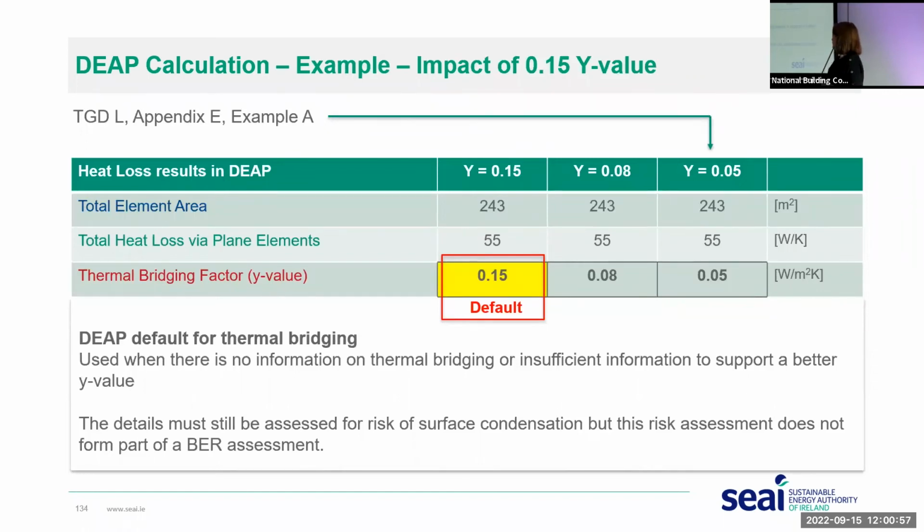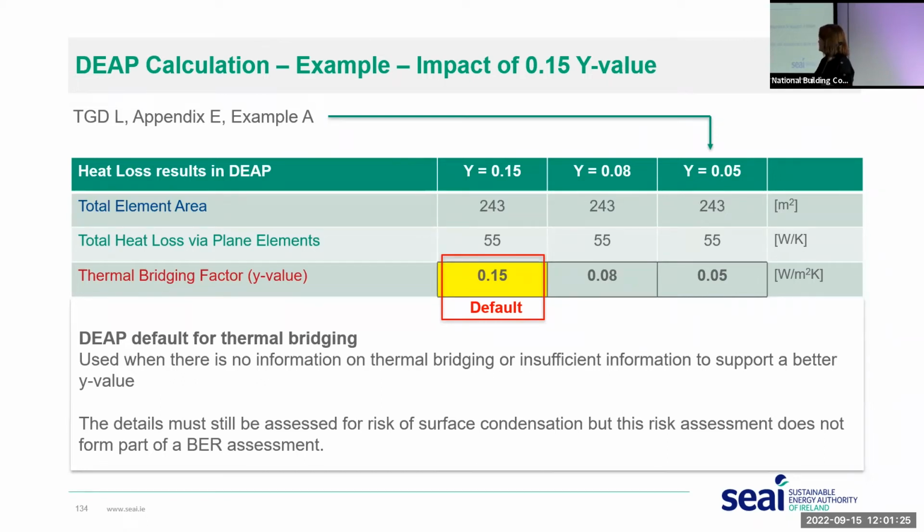So just looking in more detail at a 0.15 default value and the impact of that. That value is used when there's no information on thermal bridging or insufficient information to support a better Y value. So that's the default in DEAP. It's applied for any existing building, but also to new buildings where there is insufficient information to support a better figure.